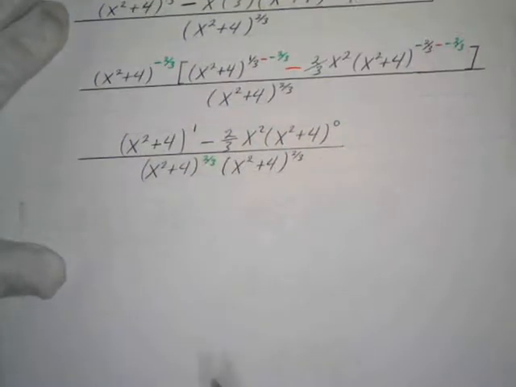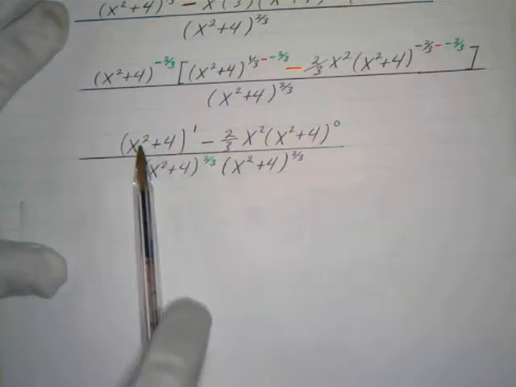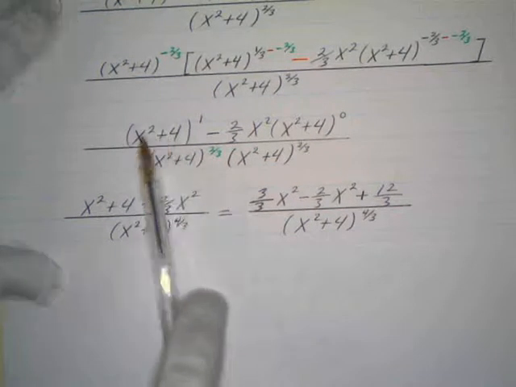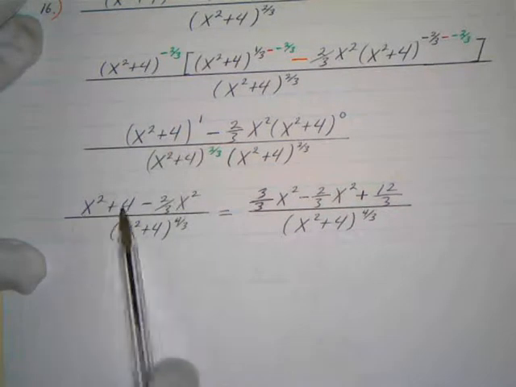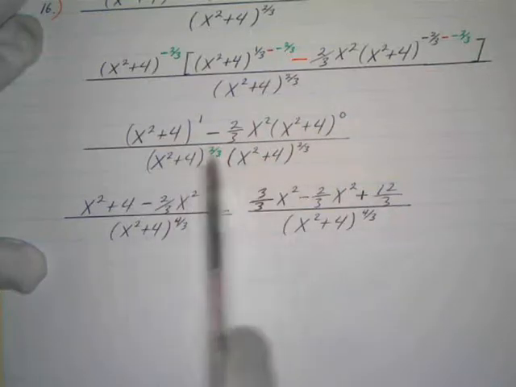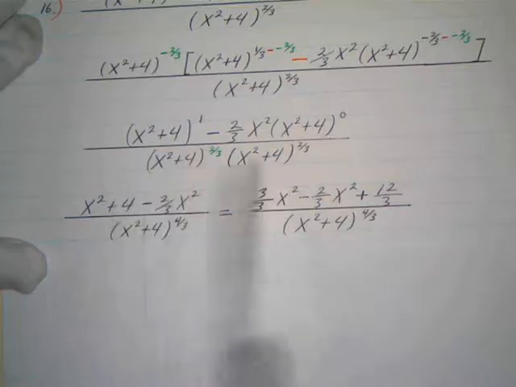Now we're going to get everything in the same denominator 3, so we can combine this x squared and the 2/3 x squared. So first of all, if we simplify, this is just x squared plus 4 minus 2/3 x squared, because that's just 1. And then 2/3 plus 2/3 is 4/3, so this denominator cleans up a little bit to be 1 factor rather than 2.